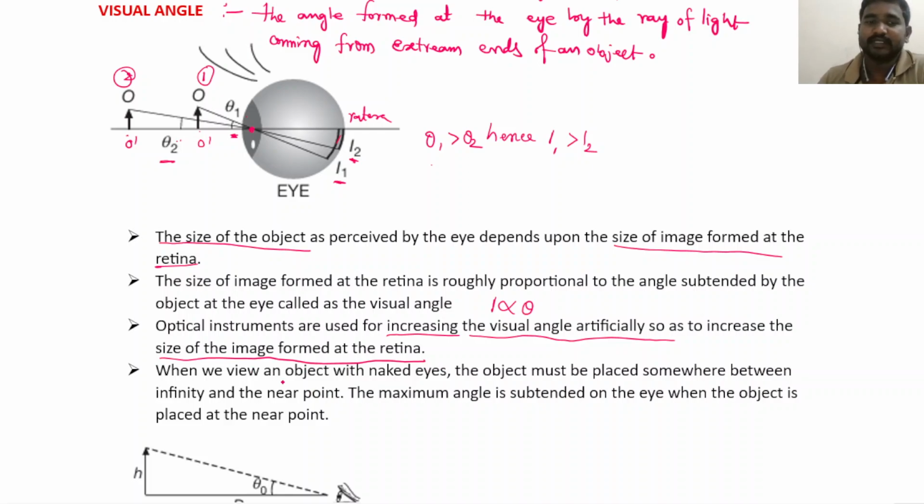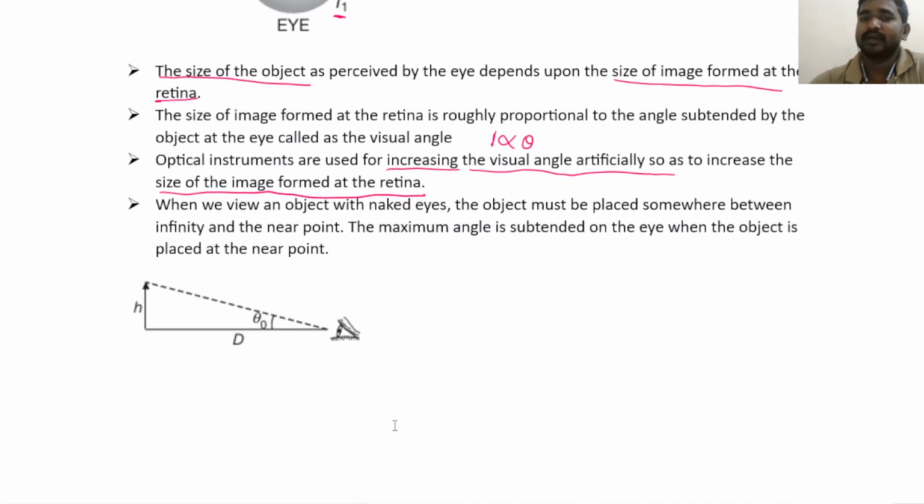And the last point is, when we view an object with the naked eye, the object must be placed somewhere between infinity and the near point. For any object, there is one fixed distance to see the image clearly and comfortably. This distance you can take as the least distance of distinct vision.